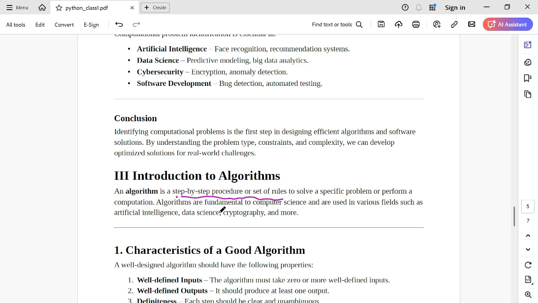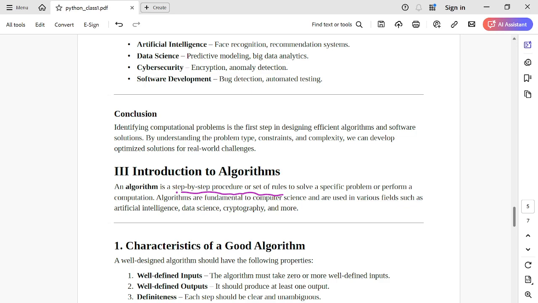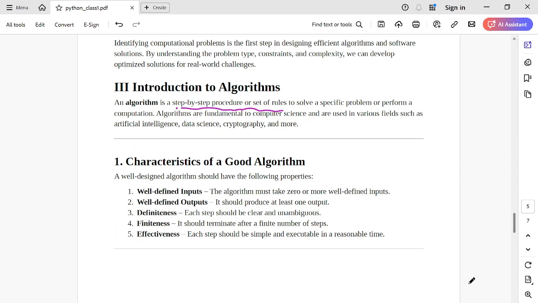Algorithms are fundamental to computer science and are used in various fields such as artificial intelligence, data science, cryptography, and more. So, the first one is characteristics of a good algorithm. A well designed algorithm should have the following properties: well defined input, well defined output, definiteness, finiteness, effectiveness.